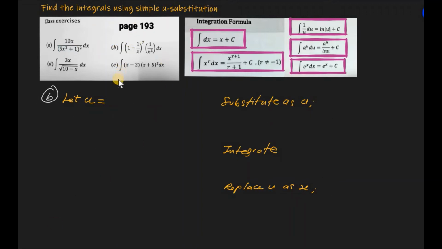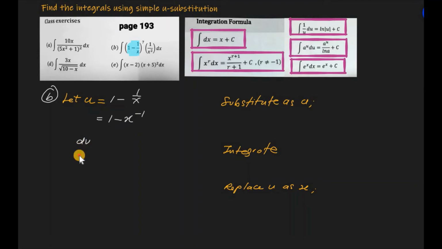Okay, next B. What will be the appropriate u? Again, choose the u inside the composite, inside the function of power 7. So that will be the appropriate u. So let's choose u as 1 minus 1 on x. Do know that 1 on x is actually x power negative 1.